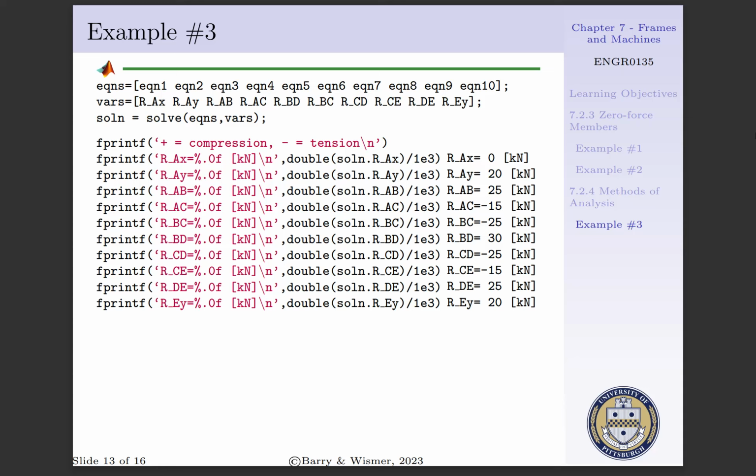We see the greatest compressive force exists in our top beam. RAC and RCE have the lowest values of tension at 15 kilonewtons, and RBC and RCD have the highest values of tension at 25 kilonewtons.